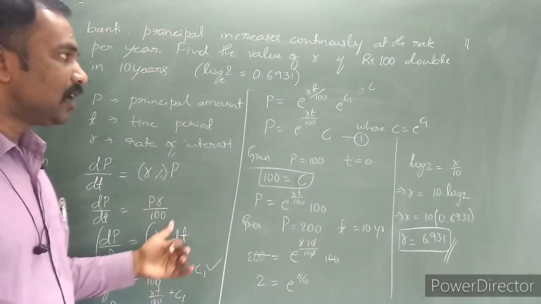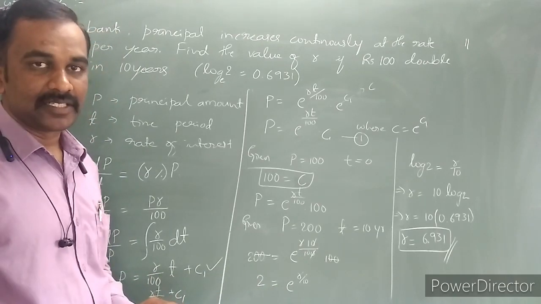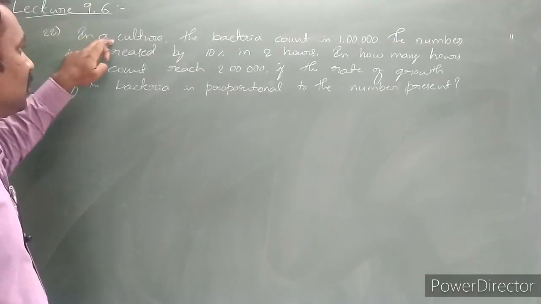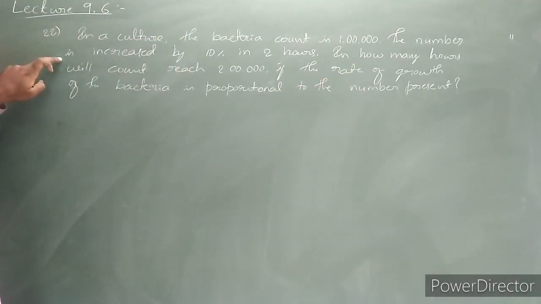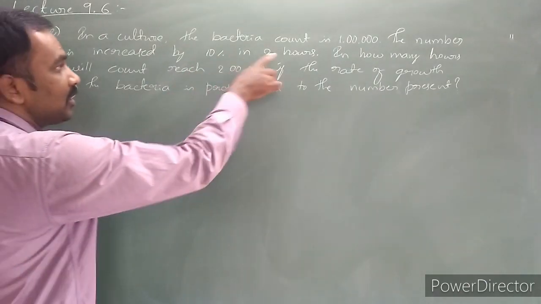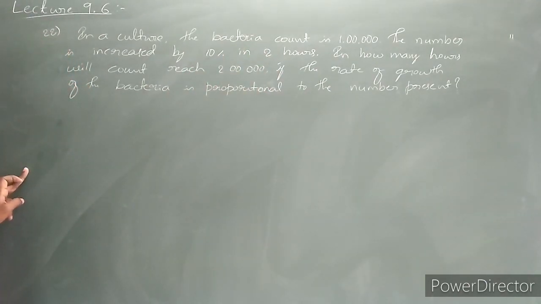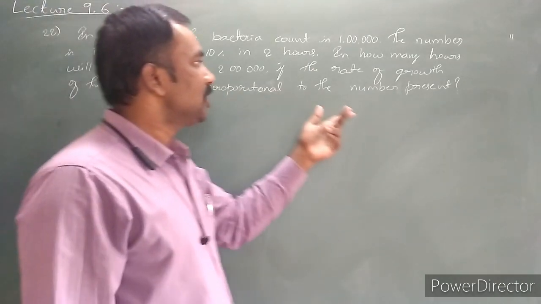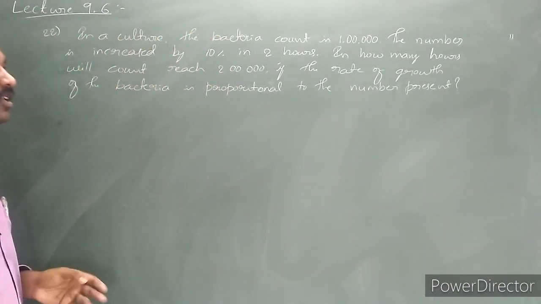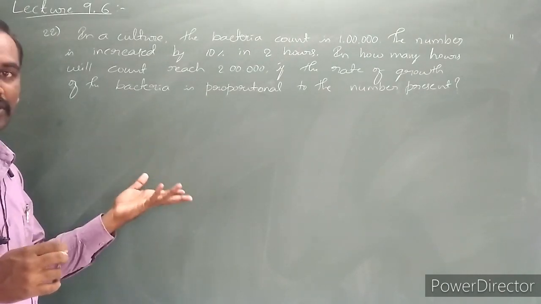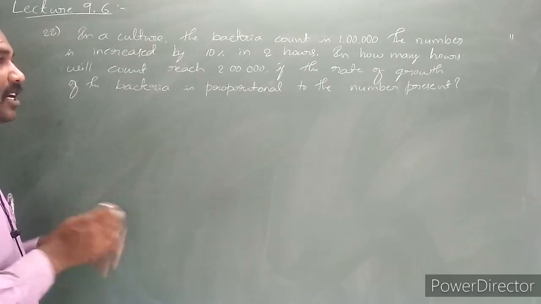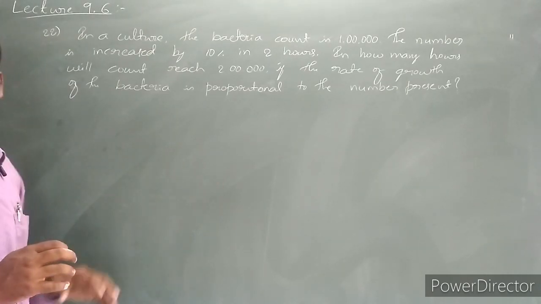Okay. Now go to the last problem of the exercise, 22nd. In a culture, the bacteria count is 1 lakh. The number is increased by 10% in 2 hours. In how many hours will the count reach 2 lakh if the rate of growth of the bacteria is proportional to the number present? Here a little bit different. Same as the previous, the amount is going to double in the same manner, but the area is different. Instead of the bank, here it is agriculture.